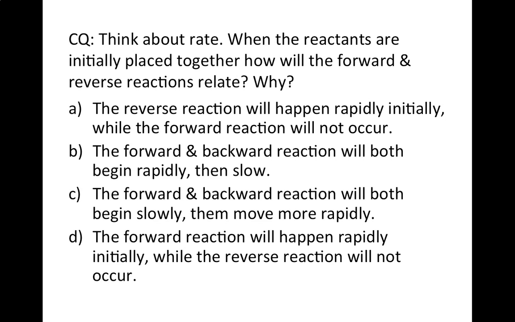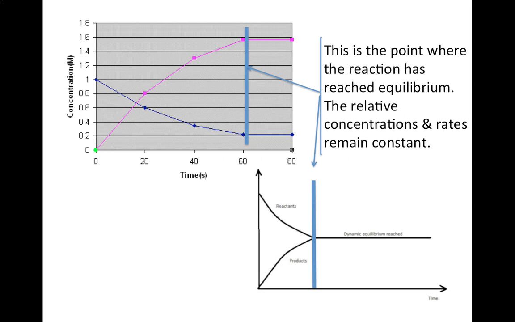If you read through those, you're going to figure out that the answer is D. The forward reaction occurs very rapidly initially, while at the very initial, the reverse reaction is not going to occur. That's because there are no products to start forming more reactants. So that's why it will not occur to start.